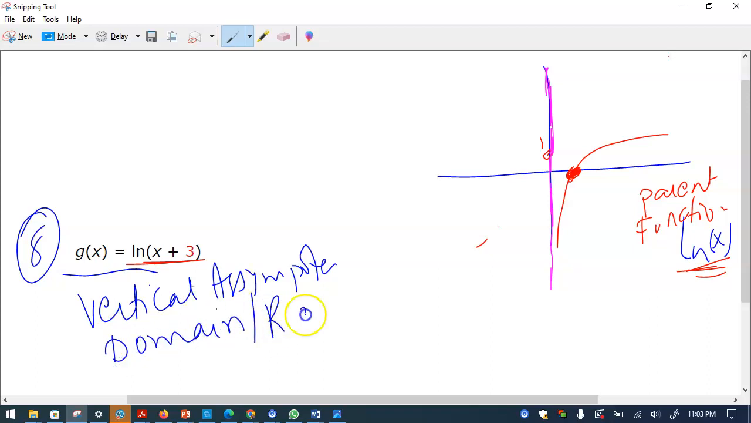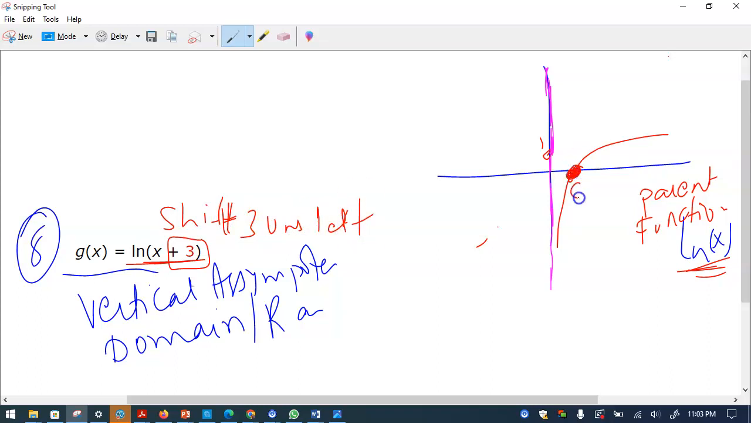Domain and the range. Okay, first of all, the red graph that you see is because of this plus 3, which shifts the graph 3 units to the left.